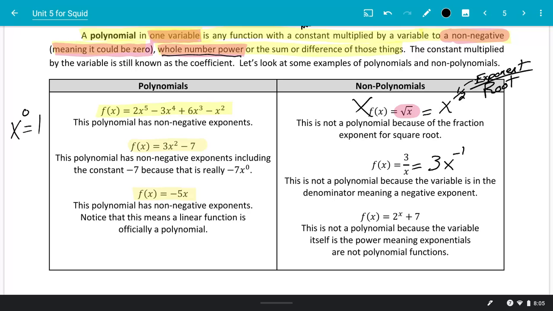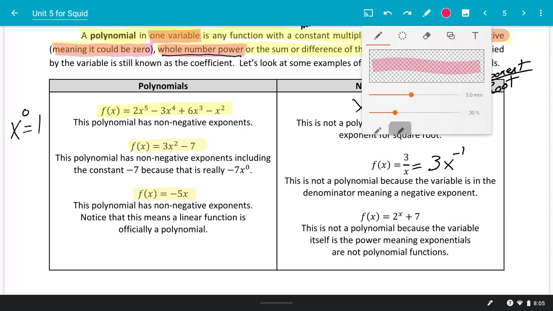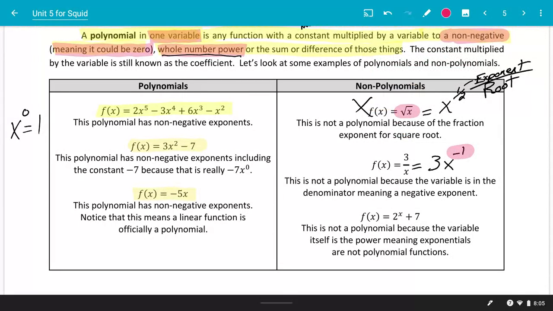So this would be a negative exponent because it's to the negative 1. I'm not going to go long into that, but anytime that you're going to move a variable to the other side of the fraction bar, that's a negative exponent. All right. Well, last one here.